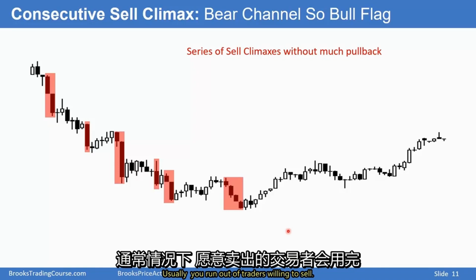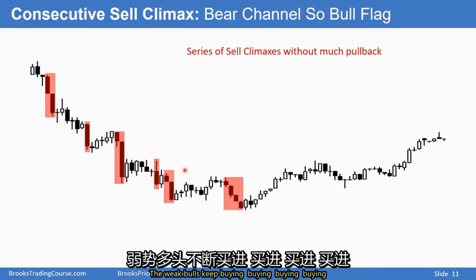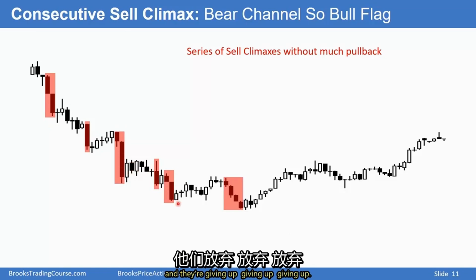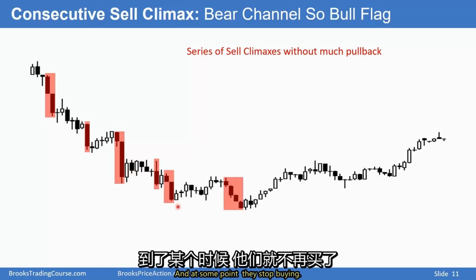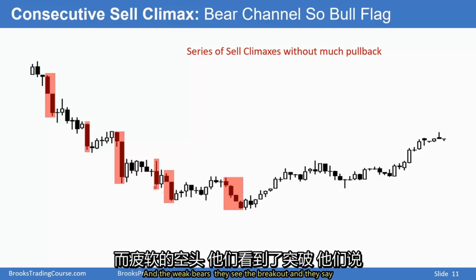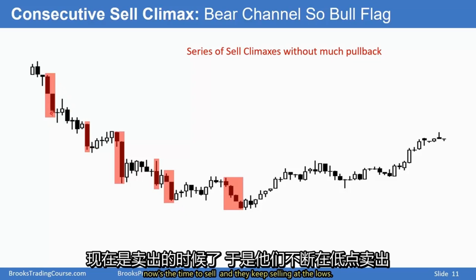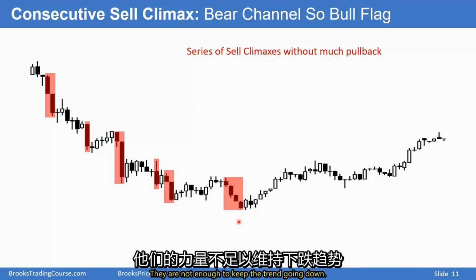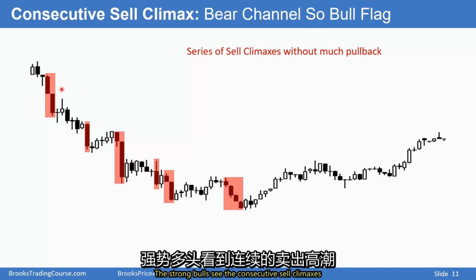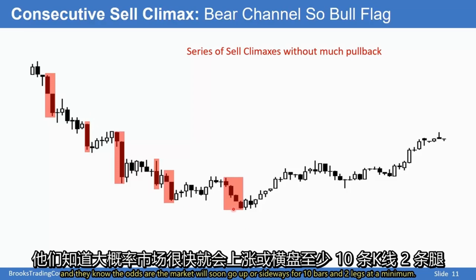Usually you run out of traders willing to sell. The weak bulls keep buying, and they're giving up. And at some point, they stop buying. And the weak bears, they see the breakout and they say, now's the time to sell. And they keep selling at the lows. They are not enough to keep the trend going down. The strong bulls see the consecutive sell climaxes, and they know the odds are the market will soon go up or sideways for 10 bars and 2 legs at a minimum.